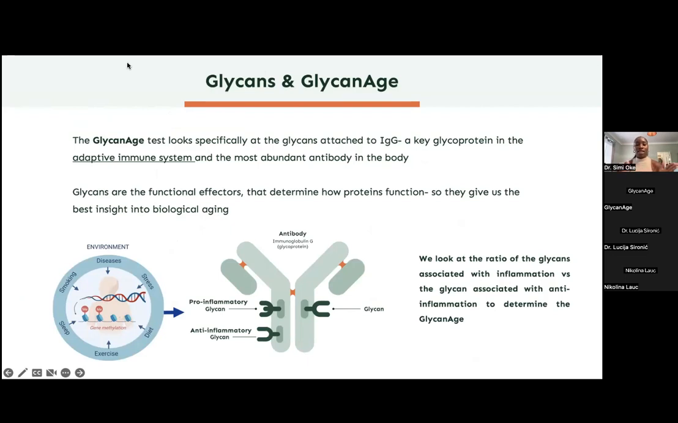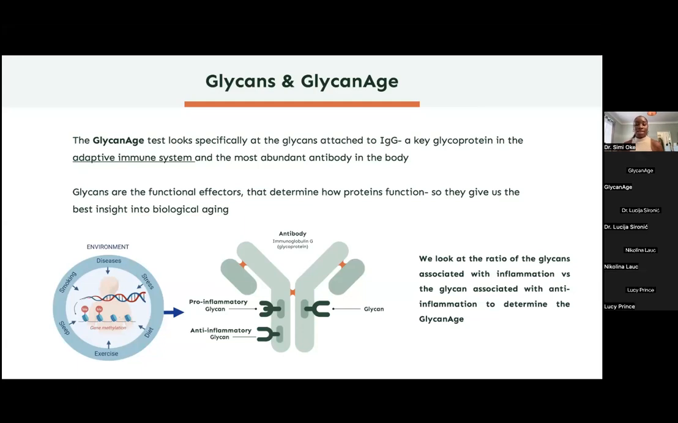When we think about what the adaptive immune system is, it's something that tells the whole story of our disease and immune response, because it literally is that. It's an immune system that adapts over time. So glycans ultimately are these functional factors which attach to the IgG antibody. And when we look at GlycanAge, we're looking at the glycans on the surface of IgG. And this tells us a really holistic story.